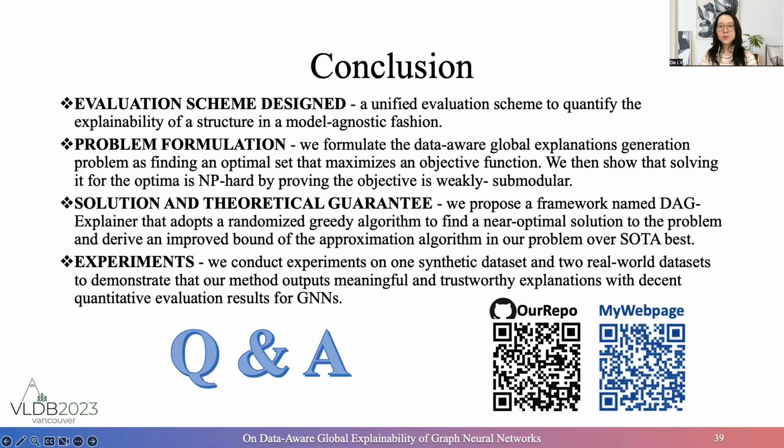In conclusion, we propose in this paper a model-level explanation technique. We observe 3 properties of high-quality explanations and design metrics to quantify the degree to which an explanation retains the 3 properties. And the objective function is designed to find candidates that best explain the model. We prove that optimizing the objective is NP-hard and adopt a randomized greedy algorithm to find a near-optimal solution with an improved theoretical guarantee. Experiments show that our method outputs meaningful and trustworthy explanations with decent quantitative results.